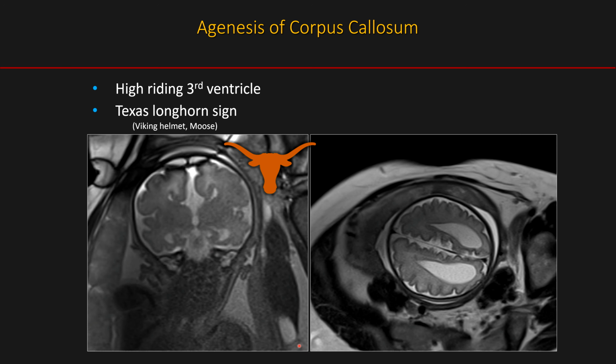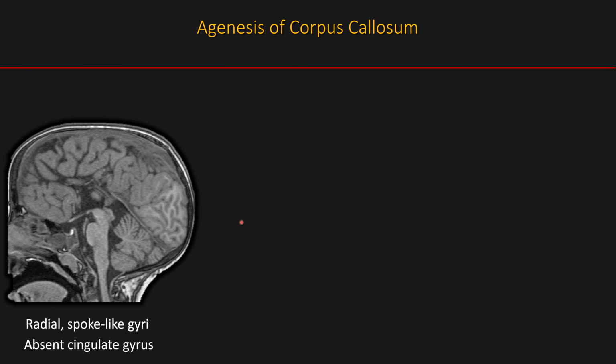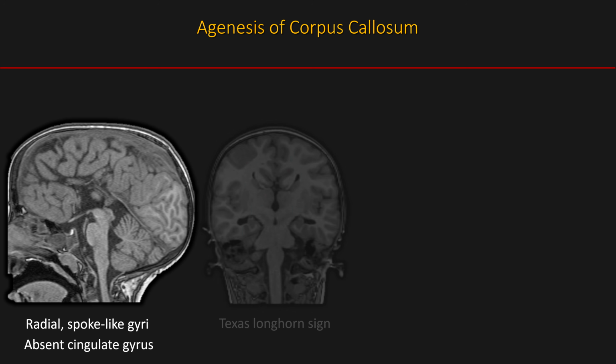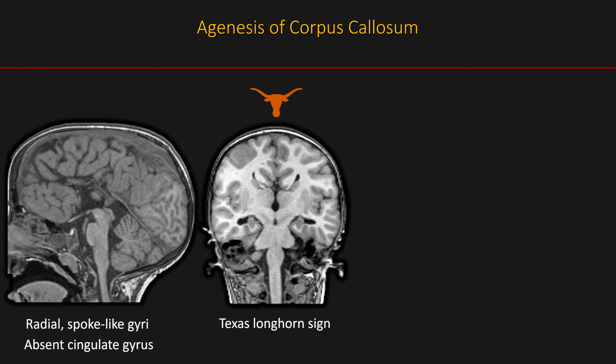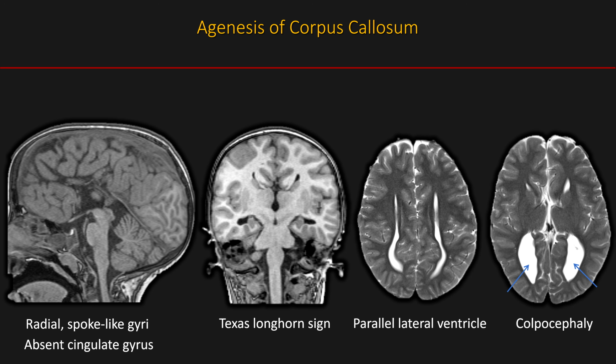And you will also see this parallel appearance of the lateral ventricles on the axial view, as well as dilatation of the atrium and the occipital horn of the lateral ventricle, consistent with colpocephaly. Those are the classic findings for agenesis of corpus callosum. On the sagittal view, you can see that the corpus callosum is entirely missing. Coronal view, you have that classic Texas Longhorn sign. On the axial view, you have parallel appearance of the lateral ventricles as well as colpocephaly.